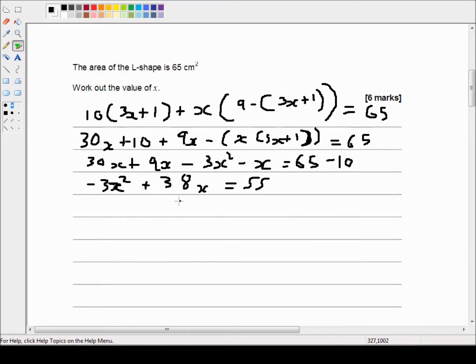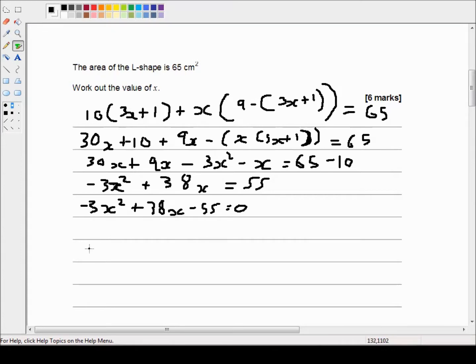Okay, so I could start trying to see if I could factorize that, but I'm not going to bother. All I'm going to do is just take the 55 over, so I've got minus 3x squared plus 38x minus 55 is equal to 0. And I'm just going to shove that into the quadratic formula because quite frankly, it looks so ugly that it looks like the easiest thing to do.